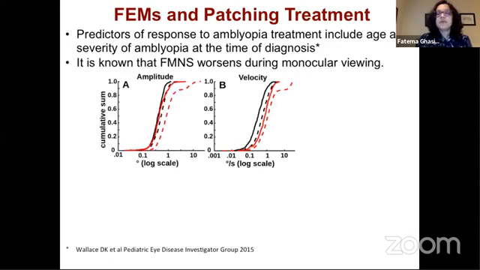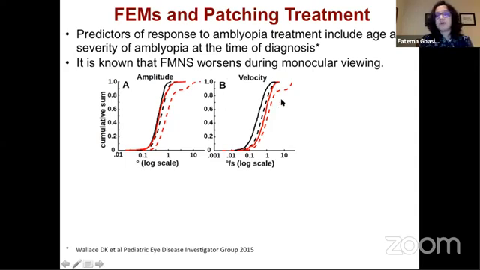But besides that, what we wondered is whether FEM abnormalities can be linked to treatment outcomes for patching treatment. We've seen previously that during amblyopic eye viewing, the FMN can get worse. So here's a plot showing the amplitude and velocity.